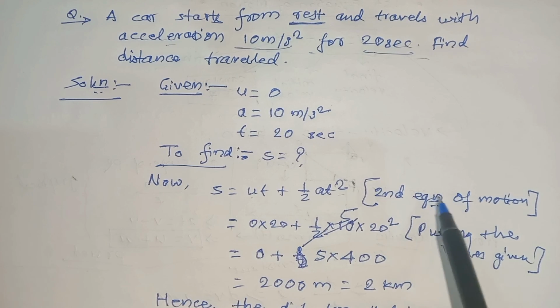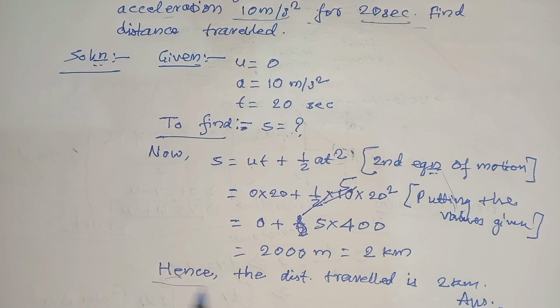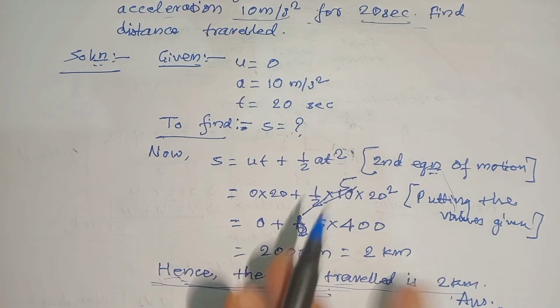And then the final answer step, which is very important and carries half marks: hence the distance traveled is 2 kilometers, full stop. Answer perfect. Thank you.